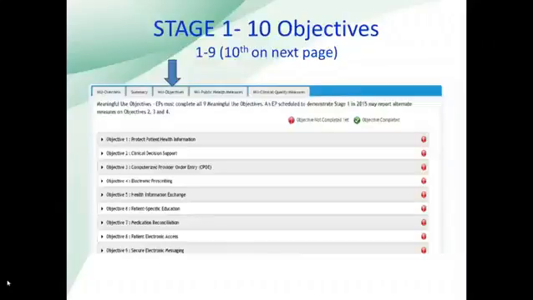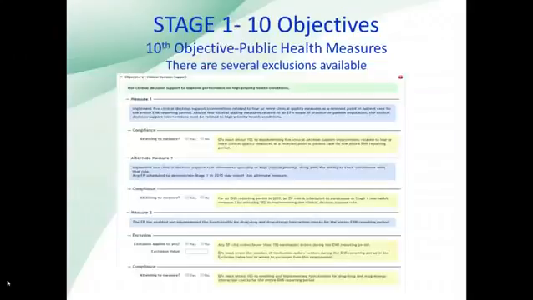Stage 1 has 10 objectives. Objectives 1 through 9 are on this page. The 10th objective is public health, and that will be on another tab. So you want to make sure to respond to all 9 of these objectives. You don't have to meet them, but you do have to respond to them. Stage 1, 10th objective. This is the public health measure. There are several exclusions available, and there are 3 measures within this objective you must respond to.